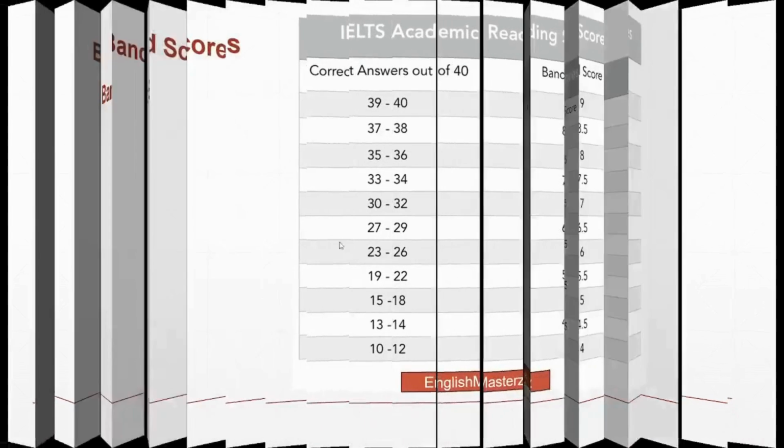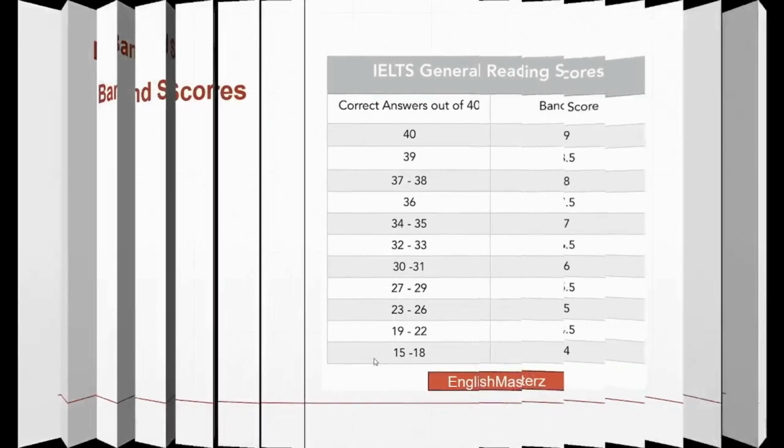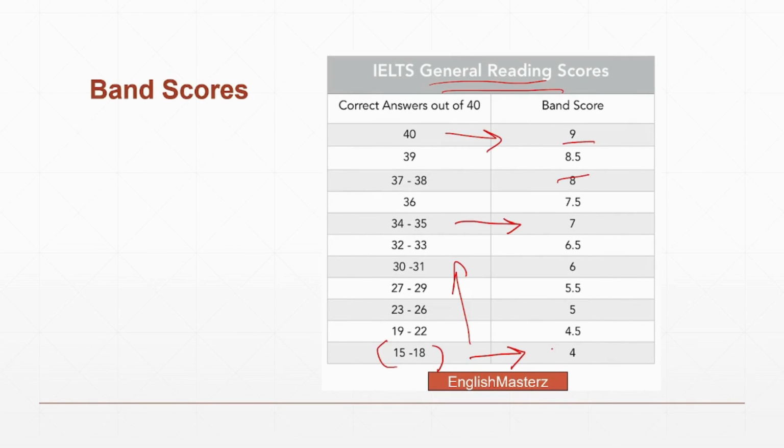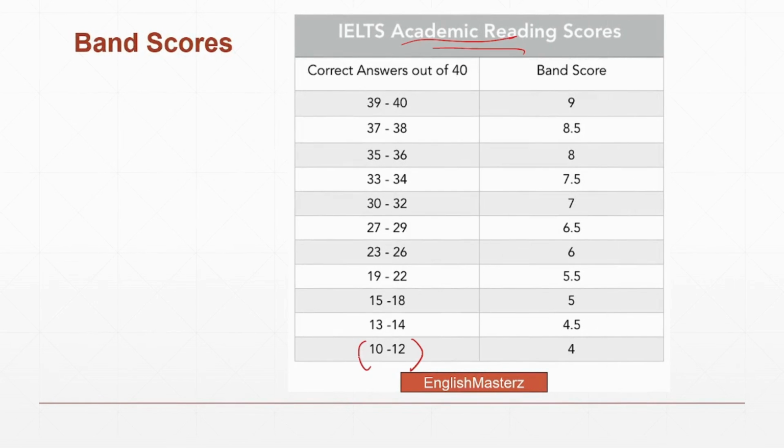Now this is not the case in the academic section. You have a difference of around 1 band, with at least 5 to 6 correct answers. Here you will see the minimum correct answers would be 10 to 12. In the general category, you have a minimum of 15 to 18 correct answers to get 4 bands, whereas in the academic one, only 10 to 12 correct answers are required for getting 4 bands.